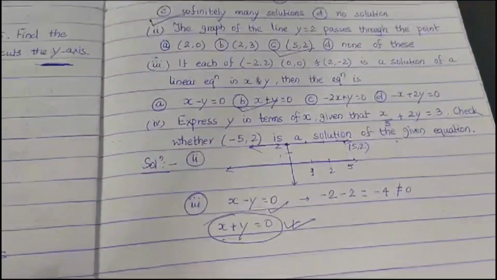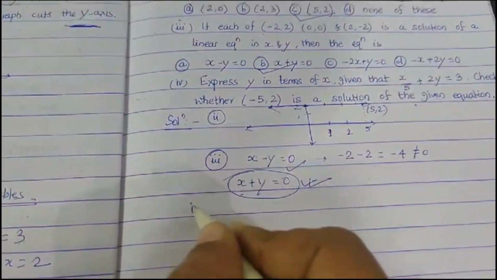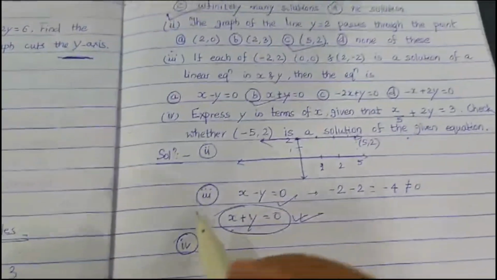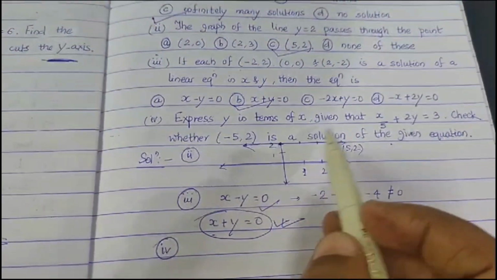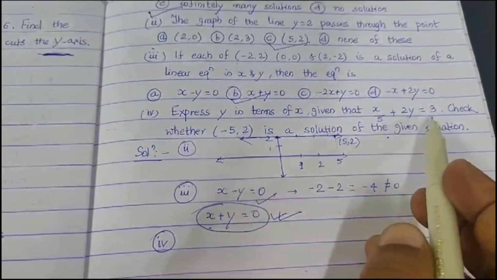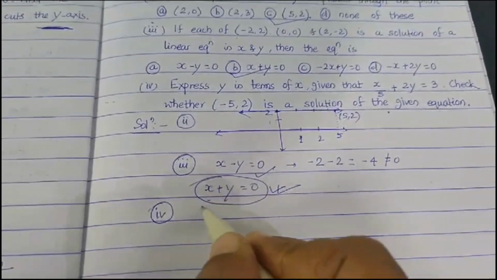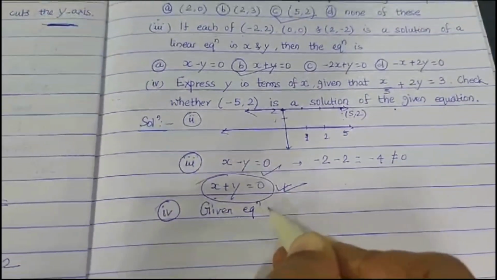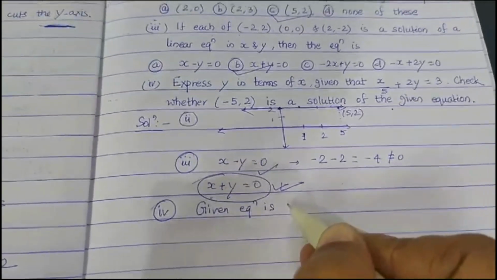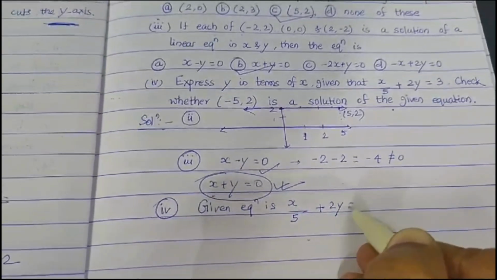Now let us solve this one. Fourth one. So the fourth question is: express y in terms of x. Given that x by 5 plus 2y equal to 3, check whether this is a solution of the given equation. Given equation is x by 5 plus 2y is equal to 3.